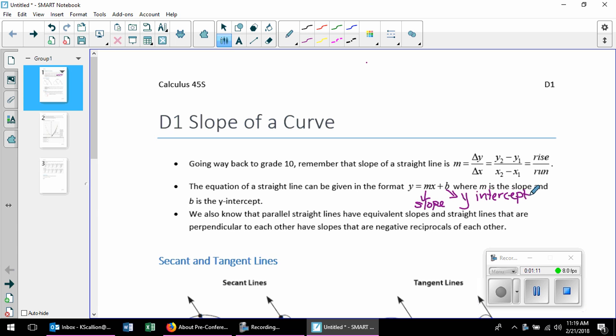Okay, some things we also know from grade 10. Parallel lines have the same slope, and perpendicular lines have the negative reciprocal. So if I have a slope of a line that's 2, the perpendicular slope is the reciprocal of 2, which would be 1/2. And if this is positive, this one's negative. You guys remember that from grade 10? No. Do you remember what perpendicular lines are? Two lines that meet at what kind of angle? 90 degrees. Okay, so we got perpendicular, no problem.